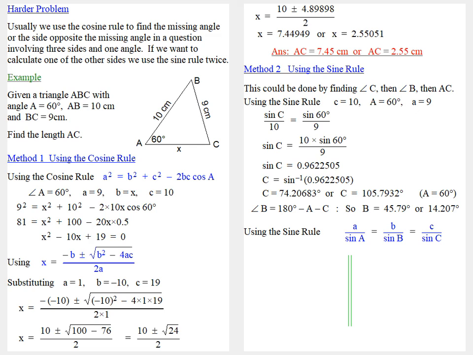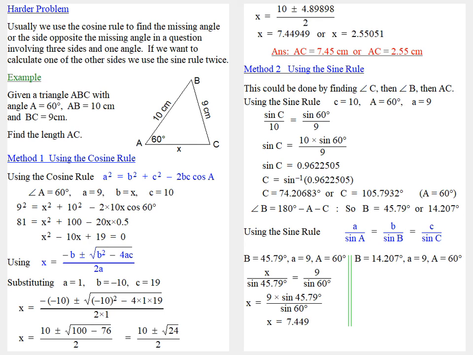So, using the sine rule, a over sine A equals b over sine B equals c over sine C. If we take the angle B as being 45.79 degrees, side a as 9, and the angle A being 60 degrees, we get x over the sine of 45.79 equals 9 over the sine of 60, which means x is equal to 9 times sine of 45.79 degrees over sine of 60, which works out to be 7.449.